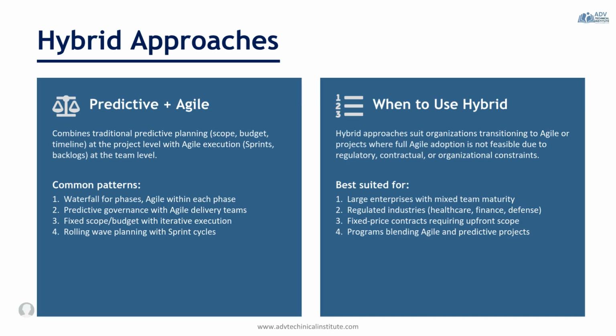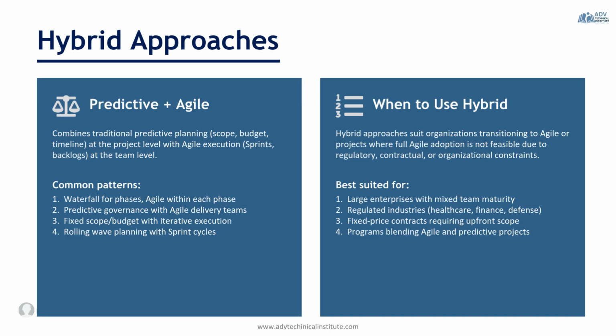So there are several common hybrid patterns. One approach uses a traditional waterfall structure for project phases, while agile teams perform the work within each phase. Another uses predictive governance and reporting, while agile delivery teams work iteratively. Some organizations operate with fixed scope and budget requirements, but allow flexibility in how work is delivered through sprint cycles. Others use rolling wave planning, where near-term work is planned in detail, while future work remains at a high level until more information becomes available.